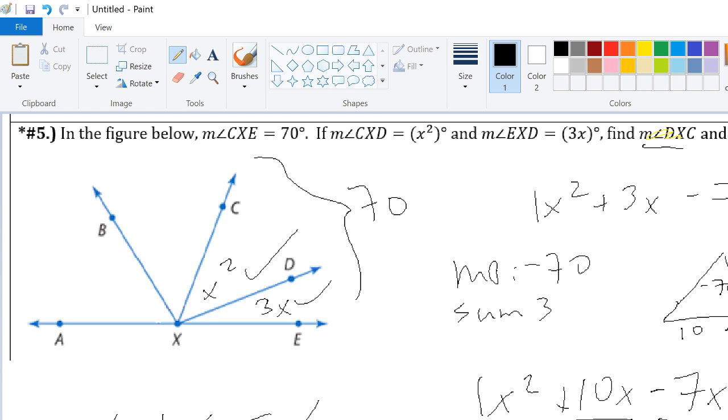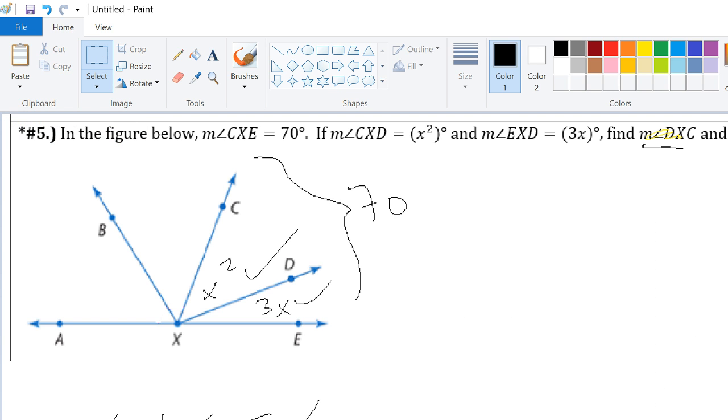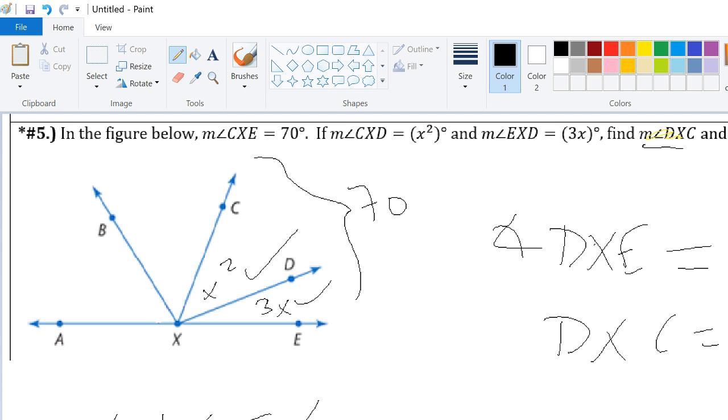So I'm about to erase all of the work over here to make room for me to finish the problem. Okay. So we're working with x equal, it was x equal 7. So angle DXE equals 3 times x, where we have 7, so then we have 21 degrees. Angle DXC, the x squared, where we're squaring 7, so then we have 49 degrees.